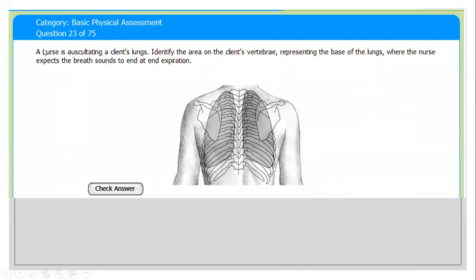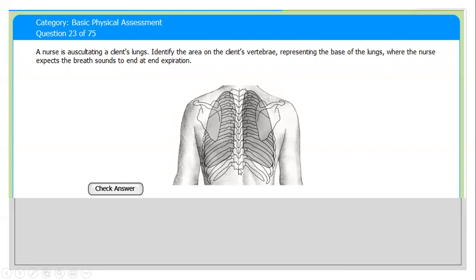Next question here. A nurse is auscultating a child's lungs. Identify the area on the client's vertebra representing the base of the lungs, where the nurse expects the breath sound to end at the end of expiration. So this is the lungs, and this is called the apex of the lungs, and this is the base of the lungs, right? So this question is asking what vertebral level the lungs finish at.